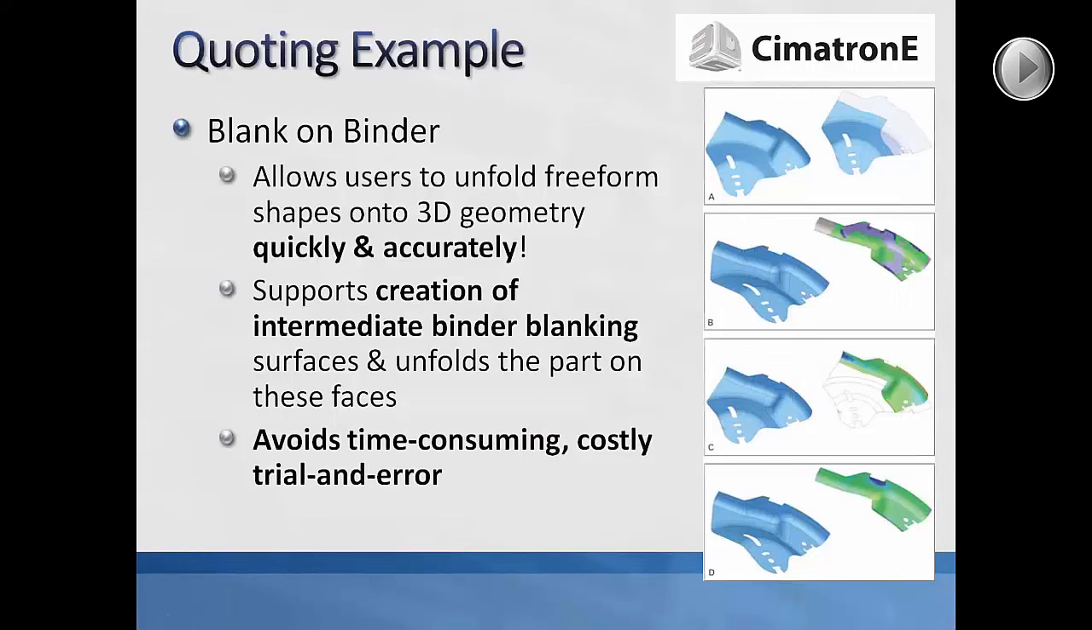Link-on binders allows you to unfold free-form shapes onto three-dimensional geometry. There's some really wild stuff that you can do with this, and the accuracy is just unbelievable. It supports the creation of intermediate binder blanking surfaces and unfolds the part on these faces. Basically, you can take warped, twisted surfaces and project them onto another surface, and it's going to give you quite an accurate blank layout. It avoids a lot of time-consuming, costly trial and error.